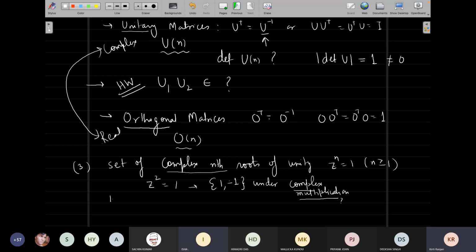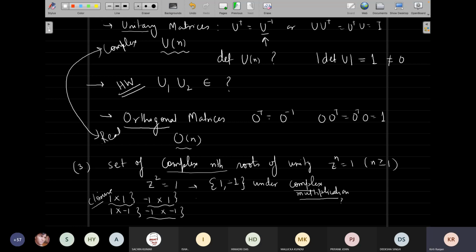So what are the possibilities? 1 times 1, 1 times minus 1, minus 1 times 1, minus 1 times minus 1. Are all these in your set? Yes. So the first property is satisfied, which is closure.